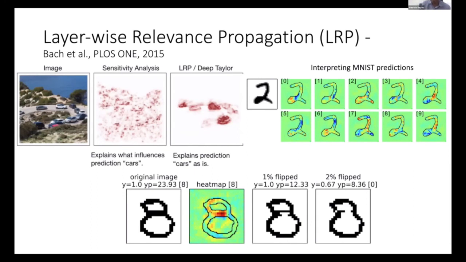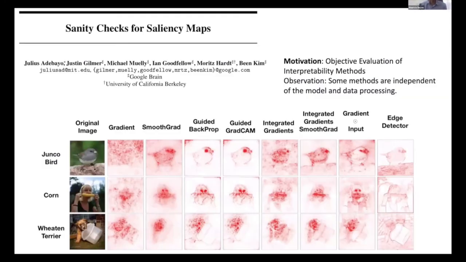Now, you might ask, why? What about the others? Are there problems? And yes, there are problems. Not all saliency map approaches are equally good. What you see here is a study from Google Brain. Been Kim is an active researcher in this area.